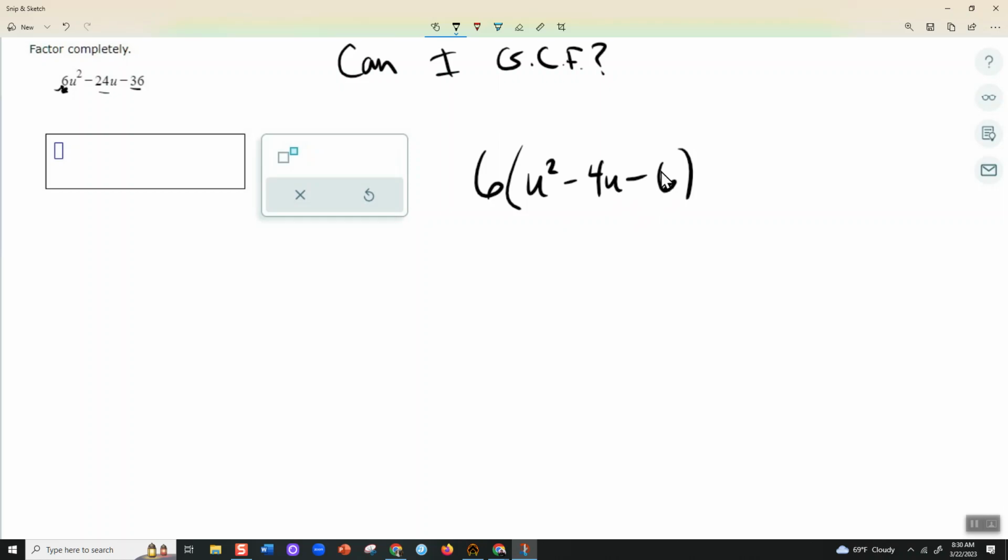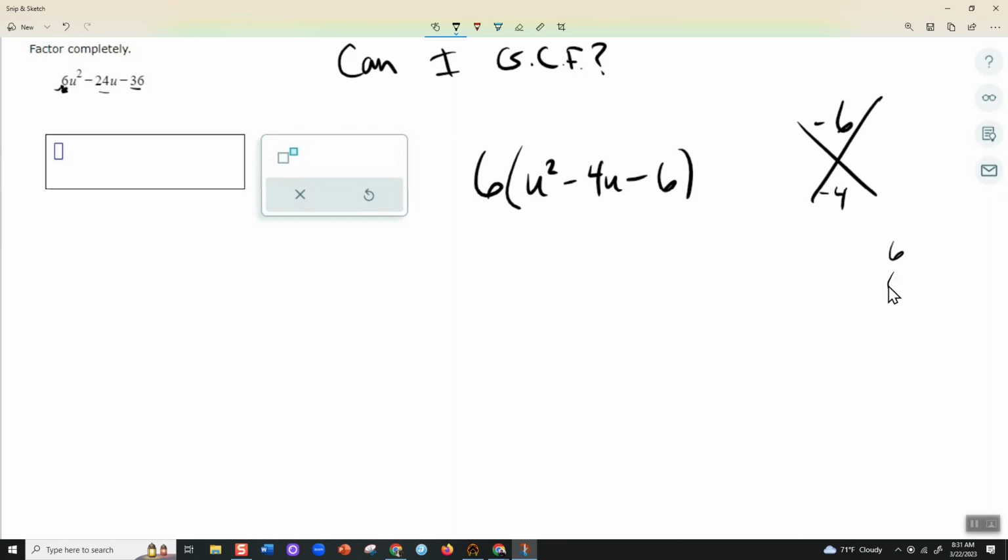And then we want to see if we can factor that. What are the two factors of negative 6 that add up to negative 4? One of them would have to be positive, one would have to be negative for them to add up to a negative and multiply to a negative.